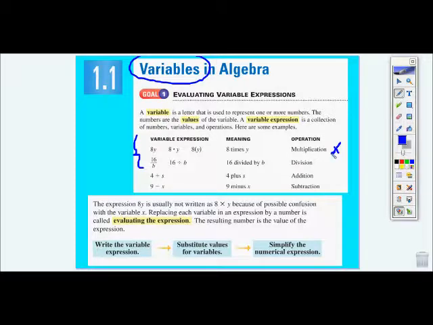For division, we can write it as a fraction because fractions are division. We can also use the division symbol still. And then addition and subtraction, pretty self-explanatory. So when we are evaluating an expression, we are going to write the variable expression, substitute any values that we have for the variables, and then we will simplify the numerical expression. If we are to solve, you will see an equal sign, and if it's simplifying, it will just be a statement.